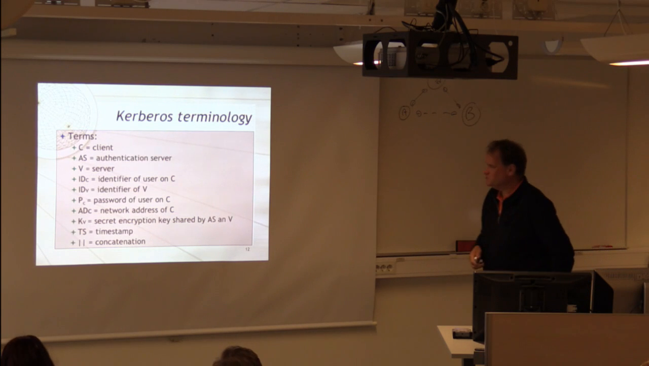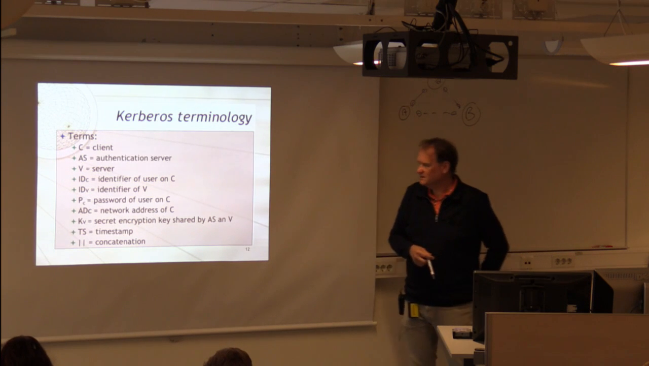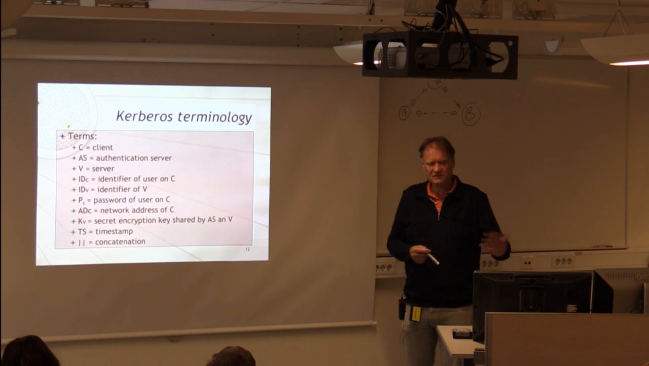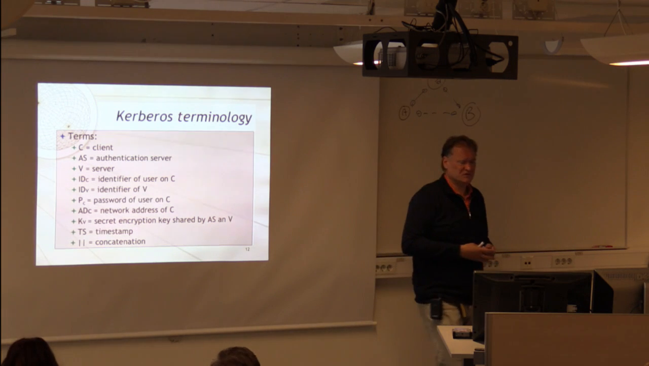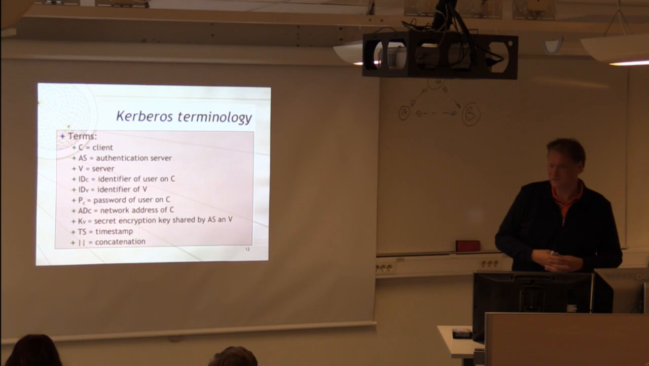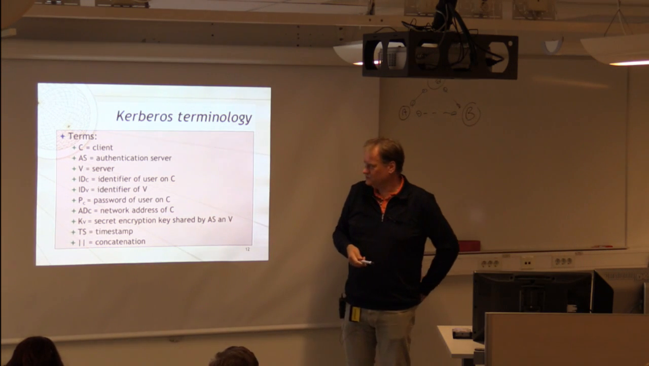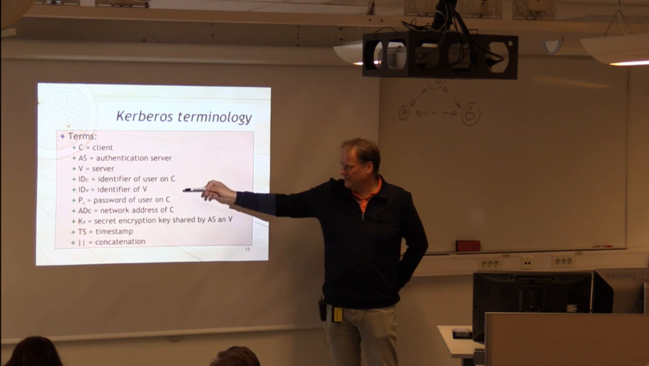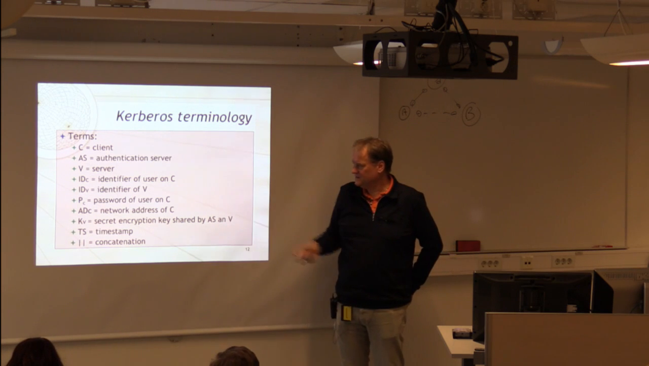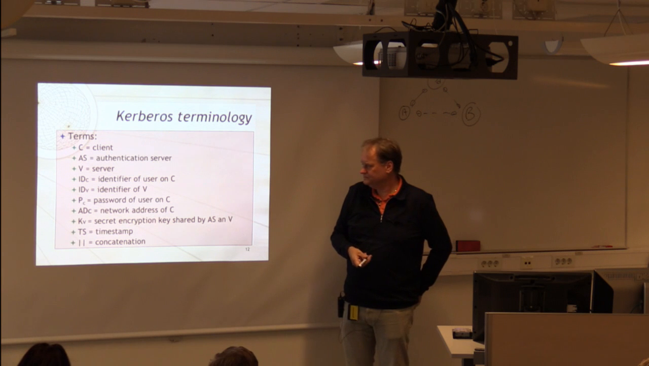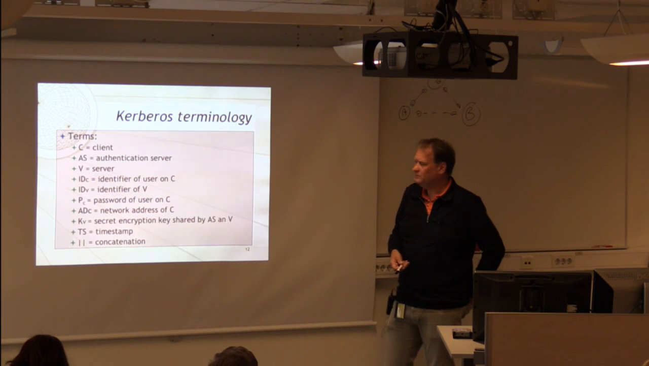Some terminology that Kerberos is using. C is a client. AS is an authentication server, so that's where we authenticate, prove who we are. V is a server for some useful service like web, also mail or print or whatever. ID C is then the identifier of the user on that client C. ID V is the identifier for the server that we want to use. P C is the password for the user on C. And AD is the network address that we are currently on.